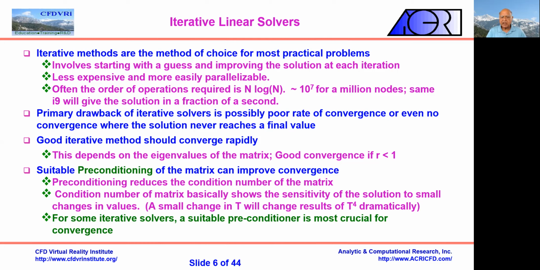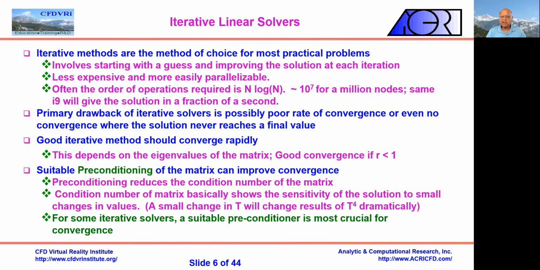The primary drawback of iterative solvers is, of course, that there could be poor convergence or even no convergence, and the solution never reaches a final value. It can also oscillate. It can also grow and grow and blow up. But good iterative methods should converge rapidly.